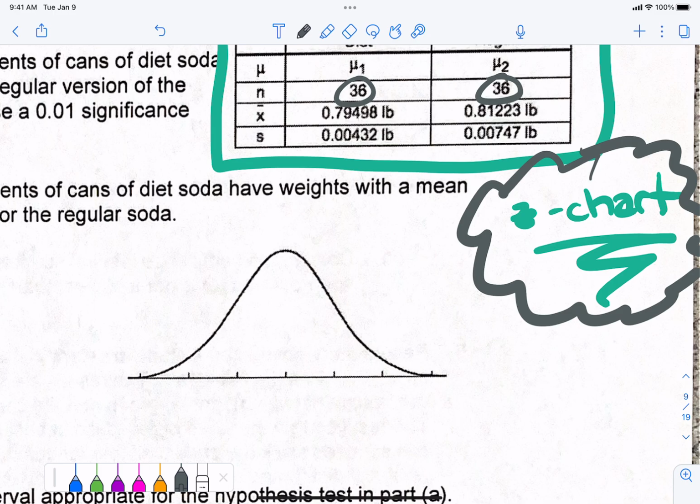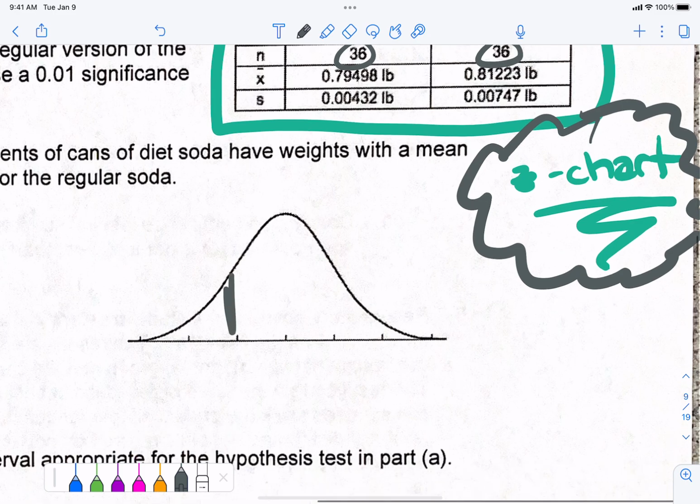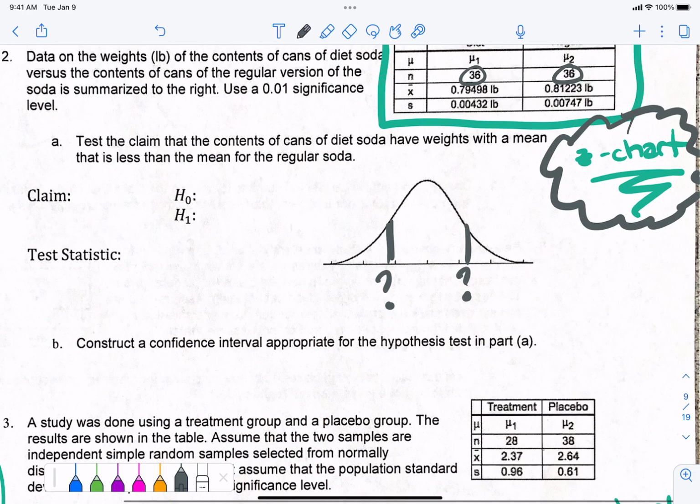What's the degrees of freedom for? Degrees of freedom will tell you on your chart where these numbers are. N minus 1, and then it tells you on the t chart. That's what I asked. I just asked it wrong. Okay. It'll give you those numbers.